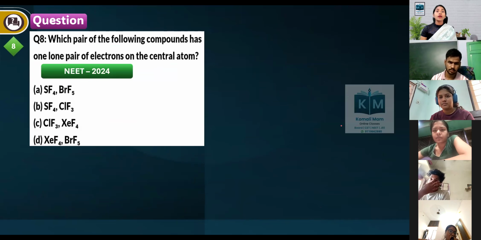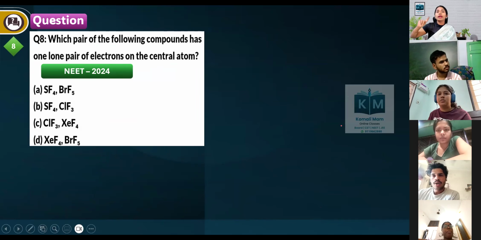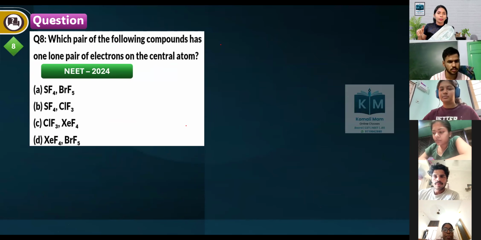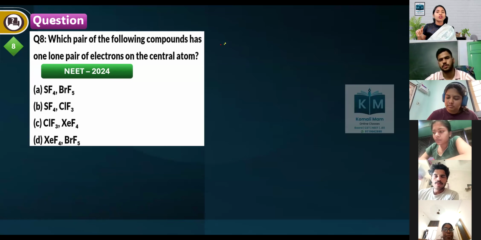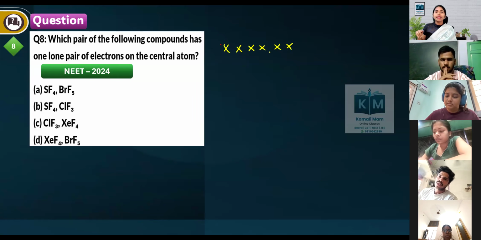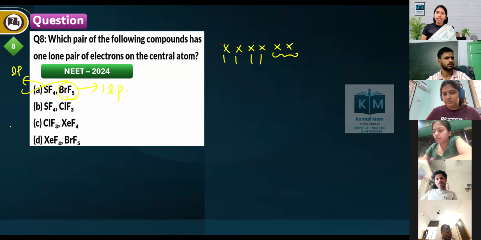Okay, now which question? This is done, right? Which pair of the following compounds has one lone pair of electrons on the central atom? Let us count for sulfur. How many electrons are there in the valence shell of sulfur? 1, 2, 3, 4, 5, 6. And each fluorine forms 1 bond. One lone pair. Okay, this has one lone pair. Just now we calculated for BrF5 also. It also has one lone pair. So shall I tick option A?